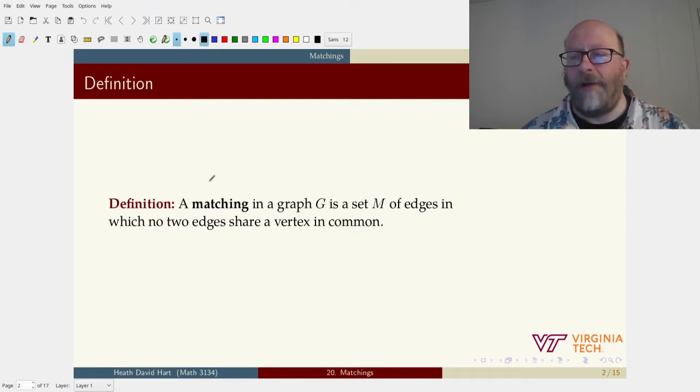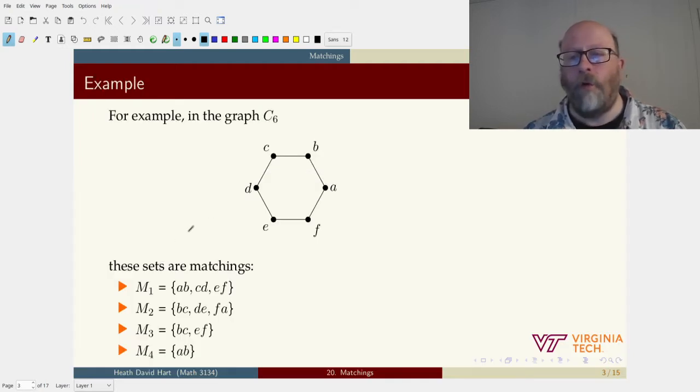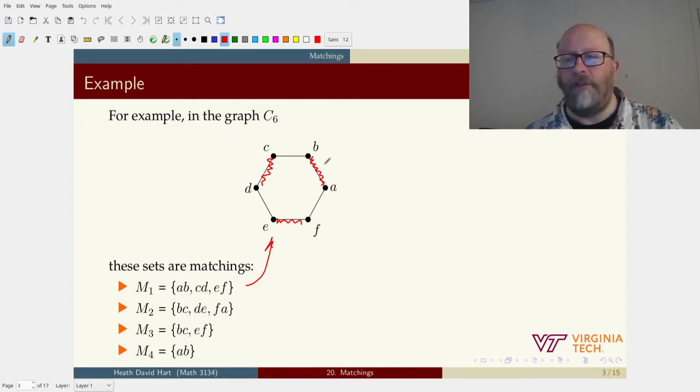A matching in a graph is a set of edges in which no two edges share a vertex in common. In this graph here, I'll show you a couple of examples. We could match A and B together, C and D, and E and F. That's this matching right here. I've picked three edges, and none of the edges share a vertex in common. This has AB, this has CD, this one has EF.